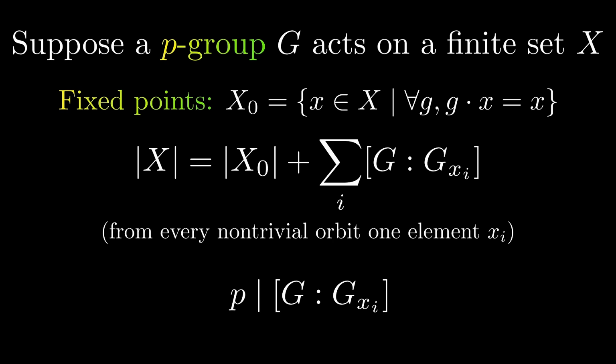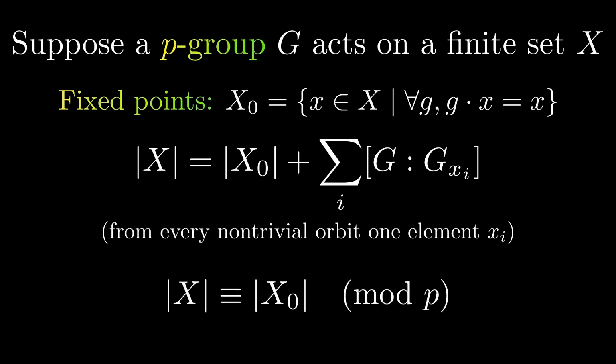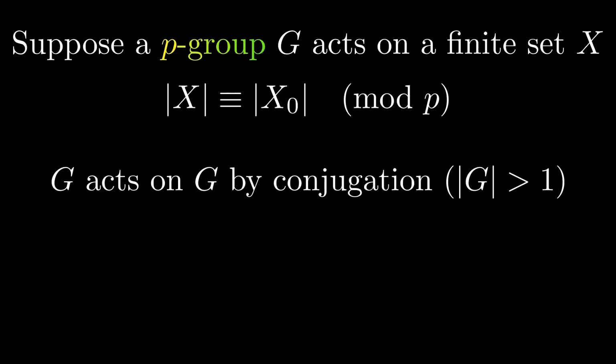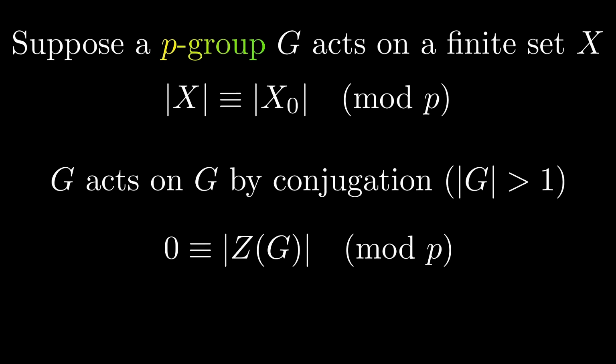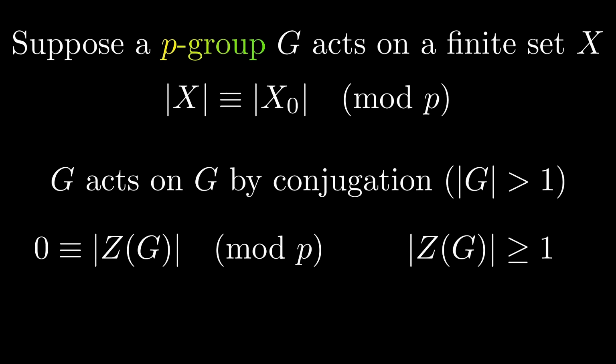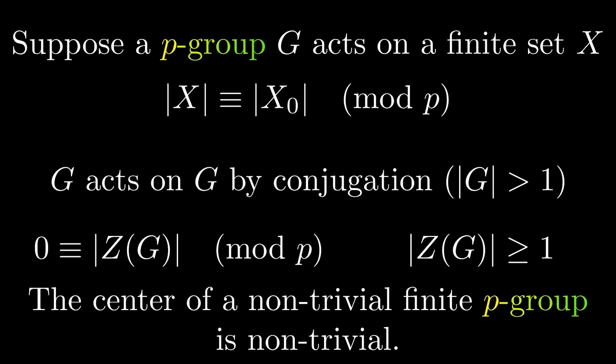Reducing modulo p, we conclude that the number of elements in X is congruent to the number of fixed points modulo p. Applying this to conjugation, we see that the order of G is congruent to the order of its center modulo p. But G is a p-group, so the left side is equivalent to 0. Since the center of a group is non-empty, as the identity element is always in the center, we get that the order of the center is a multiple of p. Finally, this means that the center of a non-trivial finite p-group is non-trivial.